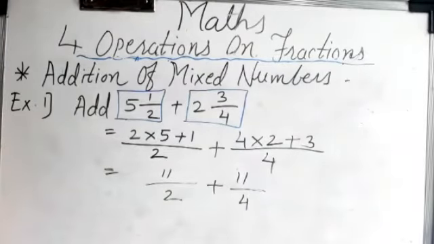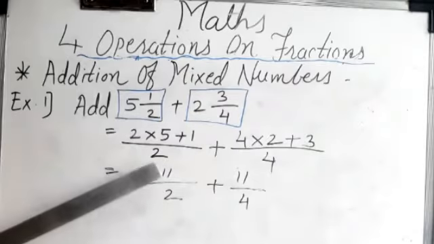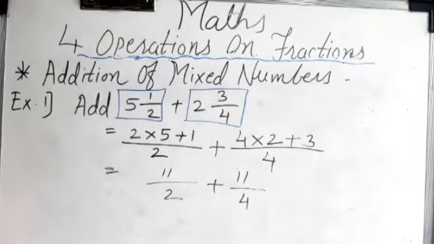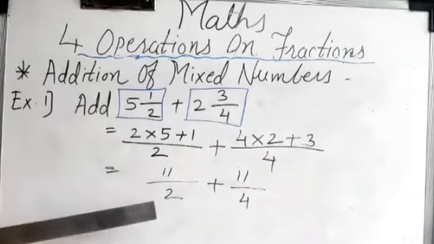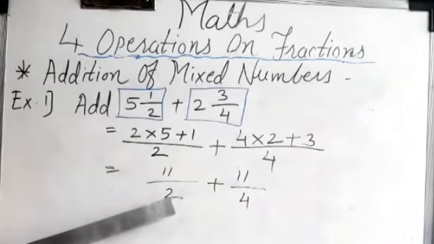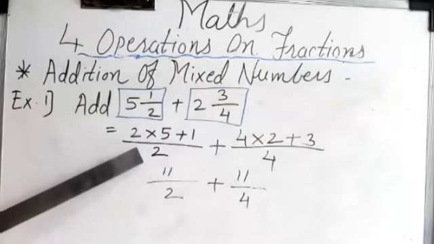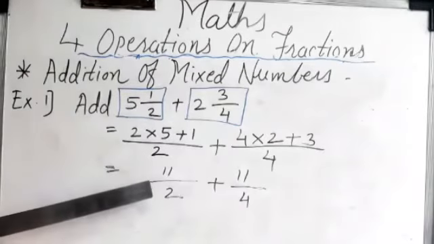Now, here what happened? The numerators 11 and 11 are same, but we cannot add this if the denominators are not same. These two are not like fractions. Like fractions and unlike fractions we had learnt in 5th standard. What is meant by like fractions? If the denominators are same, then they are called like fractions. Then at that time we can add the numerators directly. But here these two are unlike fractions, because the denominators are not same, even though the numerators are same.